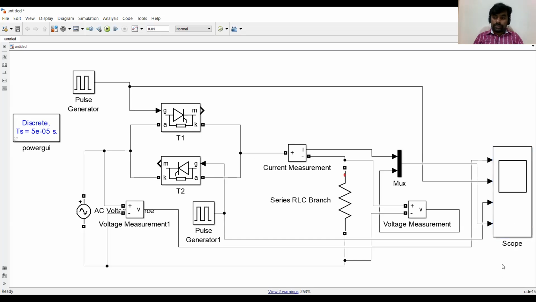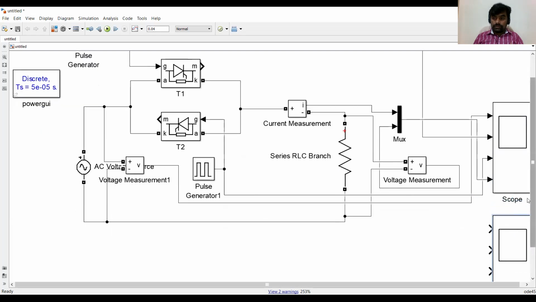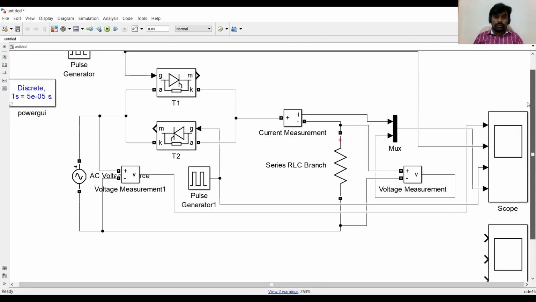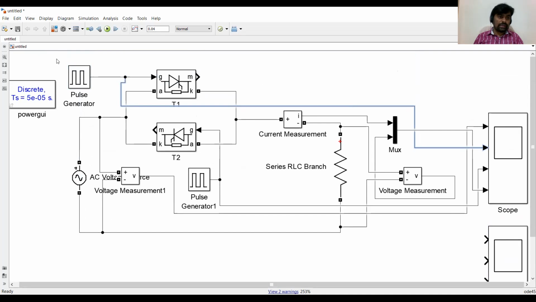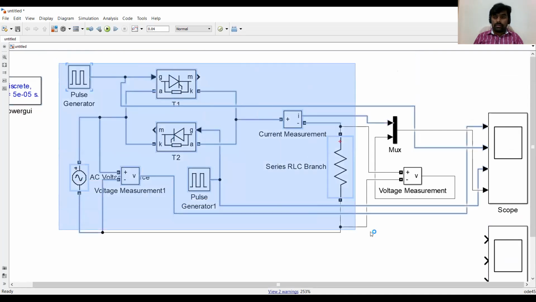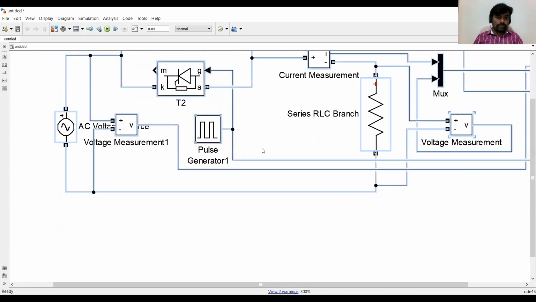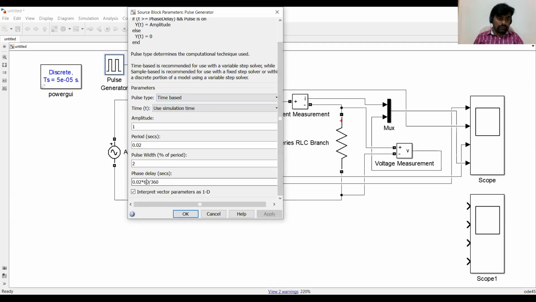Now I will take the output at different values of firing angle, and I want to show you all the output waveforms at a time, like for 30 degrees, 0 degrees, 60, 90, and 120, right? So now for the first cycle, this figure, I want to show you at alpha 30.